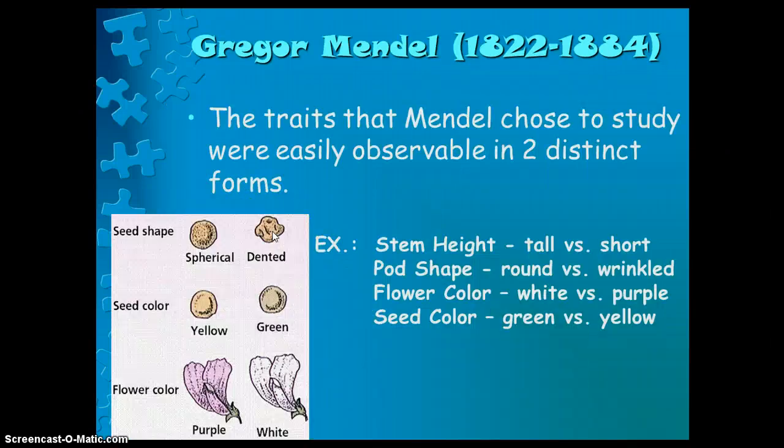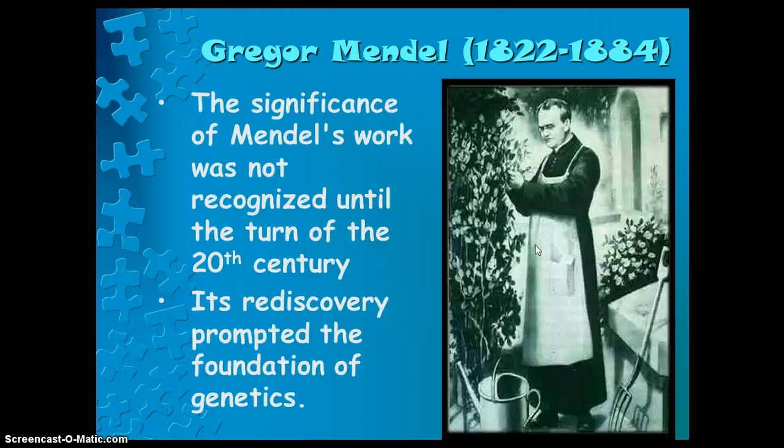Moving on, Gregor Mendel. So the traits that Gregor Mendel chose to study were easily observable in 2 distinct forms. So there was either a seed shape that was spherical or dented, or what I like to call wrinkled, a seed color that was either yellow or green, or a flower color that was either purple or white, or a stem height that was either tall or short. The significance of Mendel's work was not recognized until the turn of the 20th century. Its rediscovery prompted the foundation of genetics.